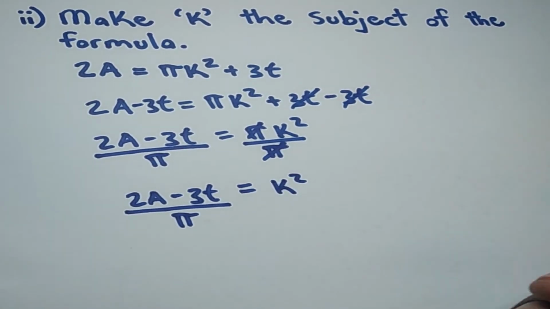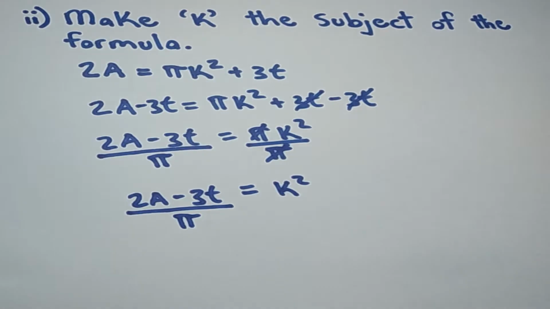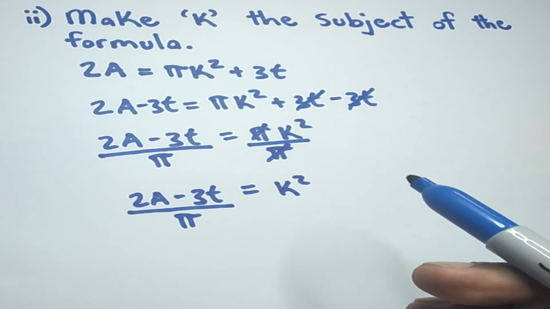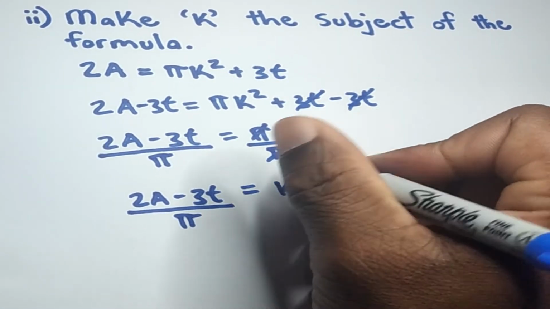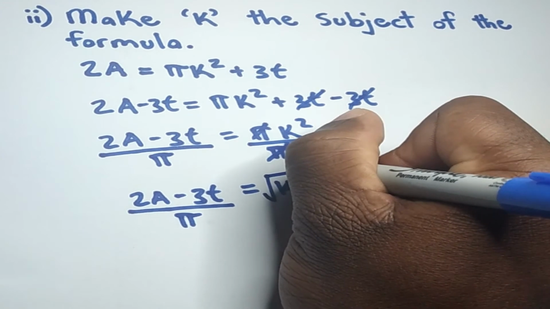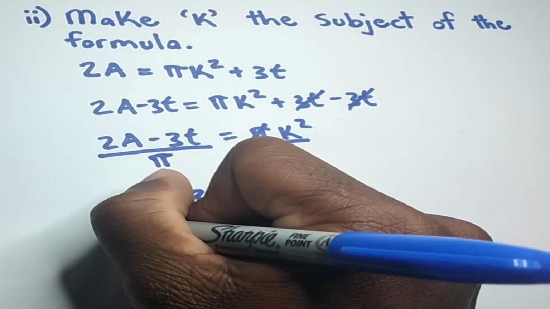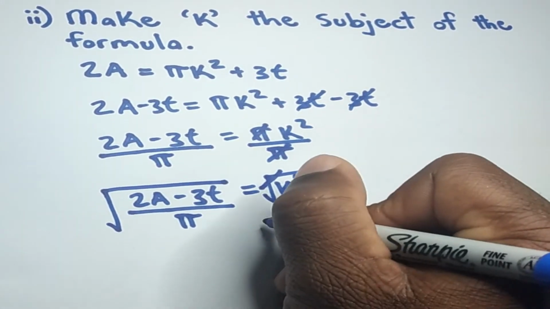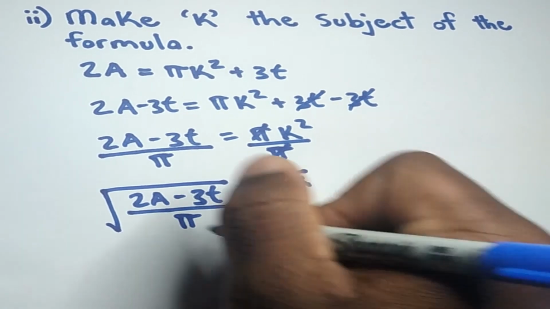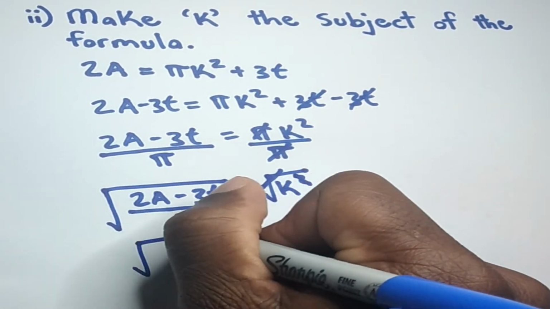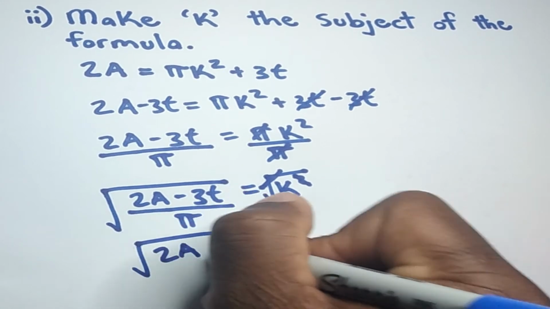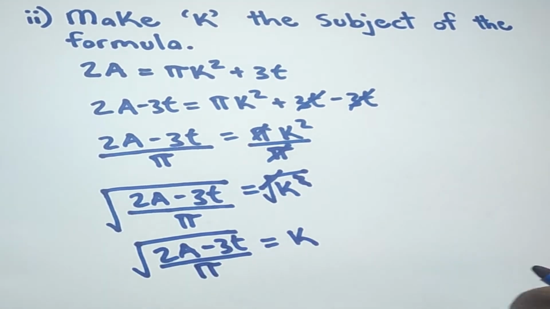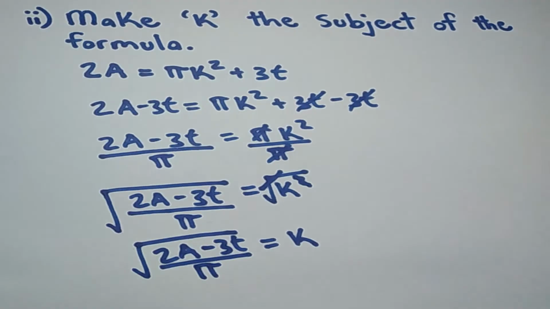Now, the next thing I'm going to do is to get rid of the square right here. They ask us to make k the subject and not k squared, all right? So in order to get rid of the square, I'm required to square root. And if I square root this side, I'm also required to square root this side as well. So the square root sign will cancel the square, and I'll be left with k is equal to the square root of 2a minus 3t over pi. All right, and that's pretty much how you deal with a question like this one.